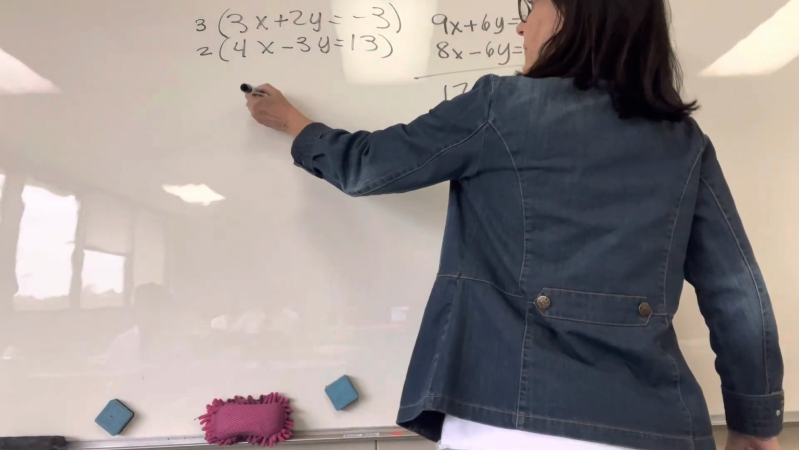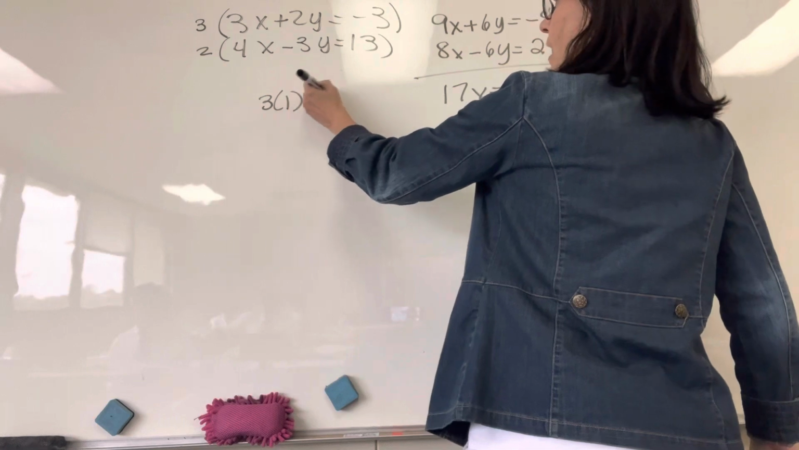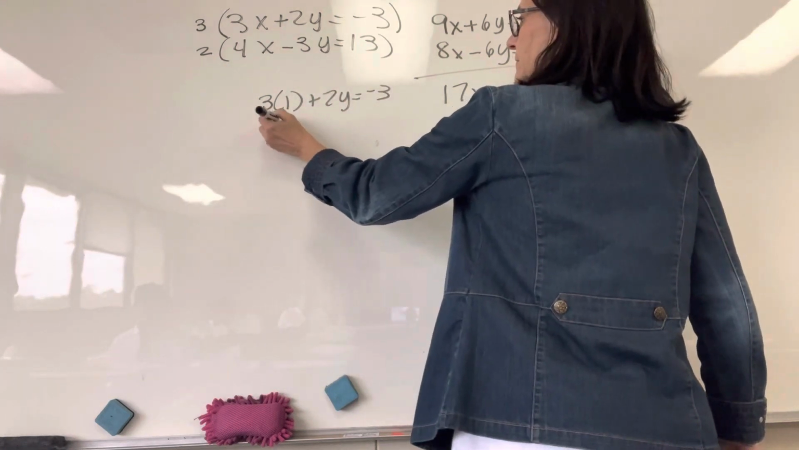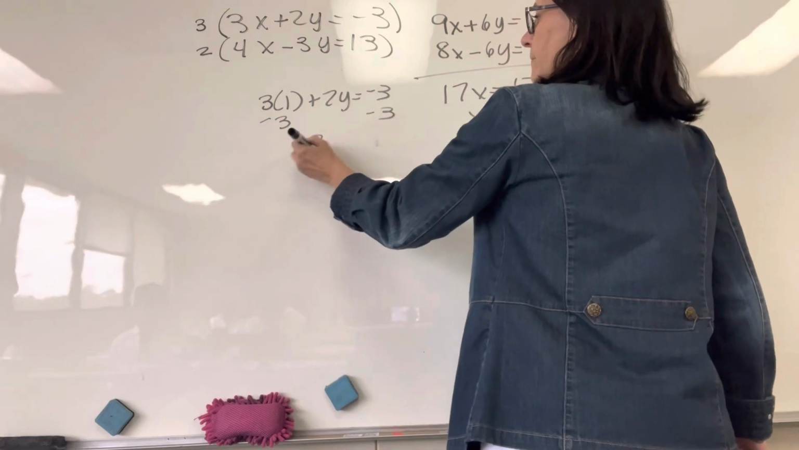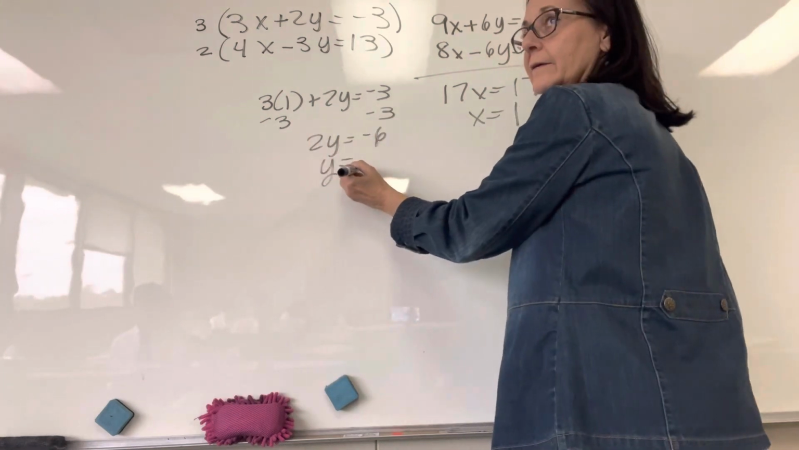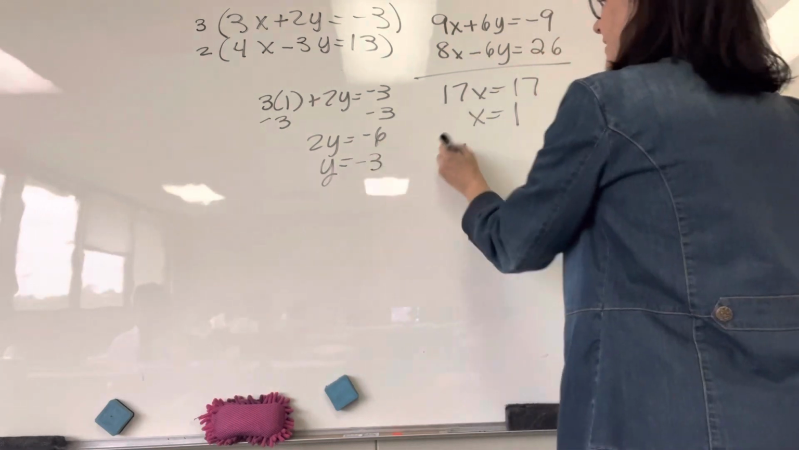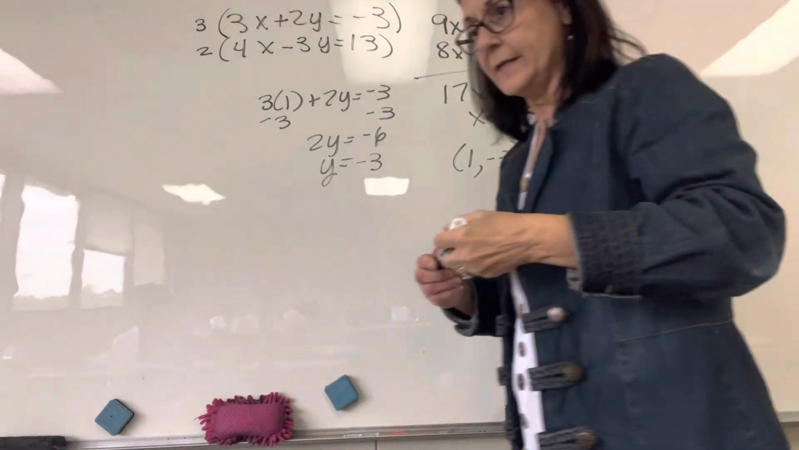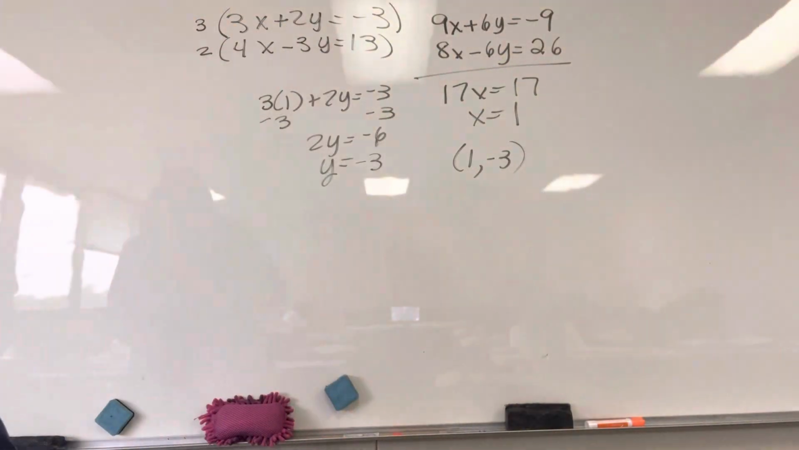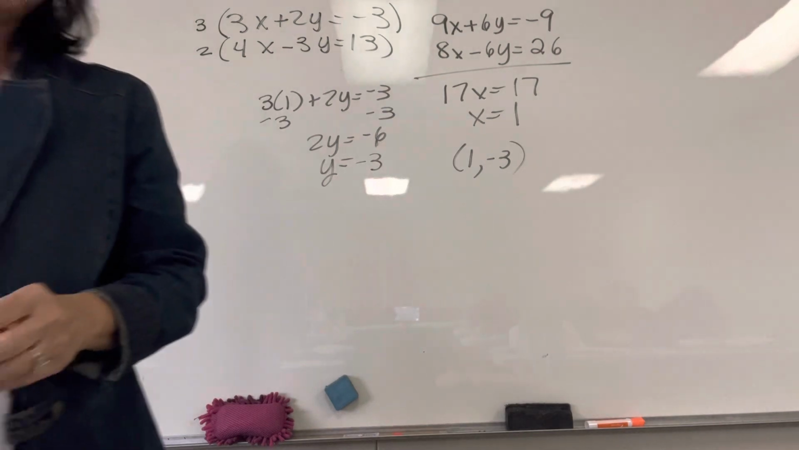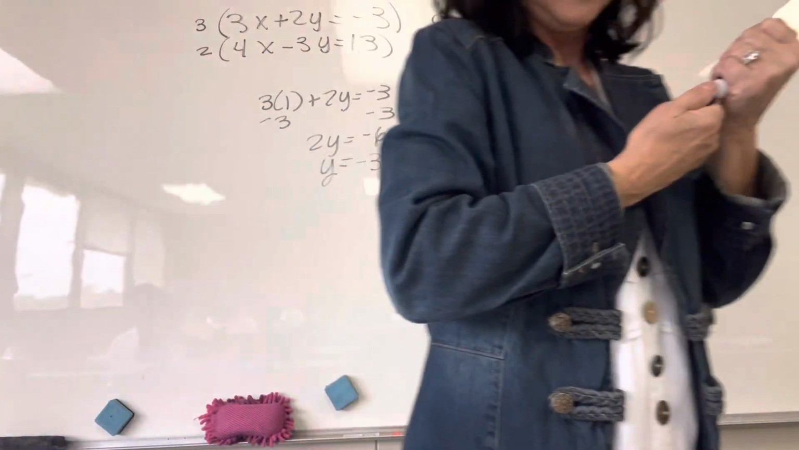So I substitute that back in for x and solve for y. Well, you know what y is. What is y? Negative 3. So we have 1 comma negative 3. Always write your solutions as coordinate pairs. All right?